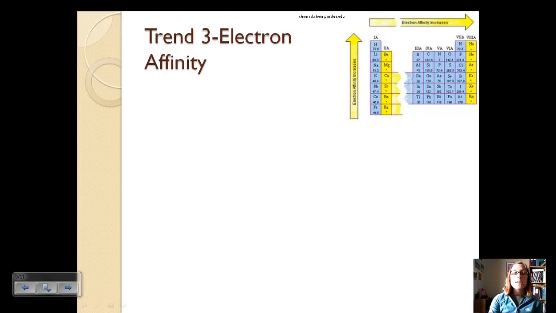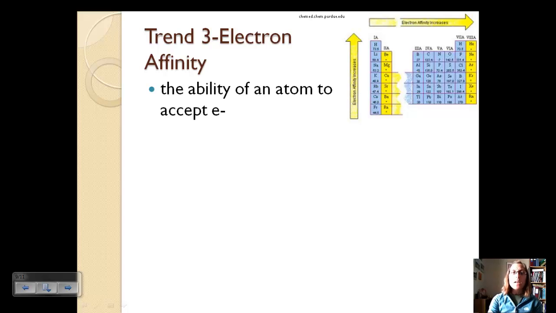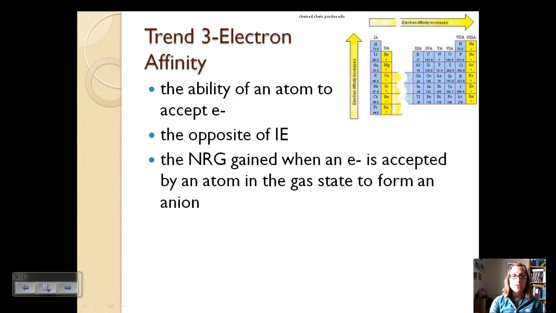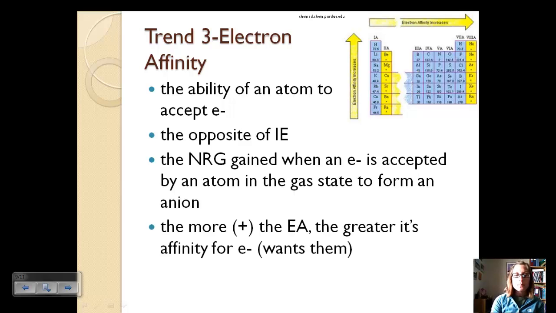All right, our third trend is electron affinity, and this kind of goes with ionization energy, except it's kind of opposite. Electron affinity is the ability of an atom to accept an electron. If you have an affinity for something, that means you like it. Like you have an affinity for chocolate, that means you really like chocolate. So electron affinity is when atoms take on electrons. This is the opposite of ionization energy. It is the energy gained when an electron is accepted by an atom in the gas state to form an anion. That's the technical definition of electron affinity.